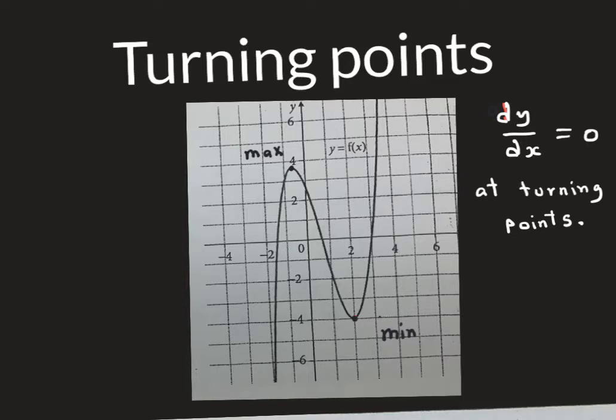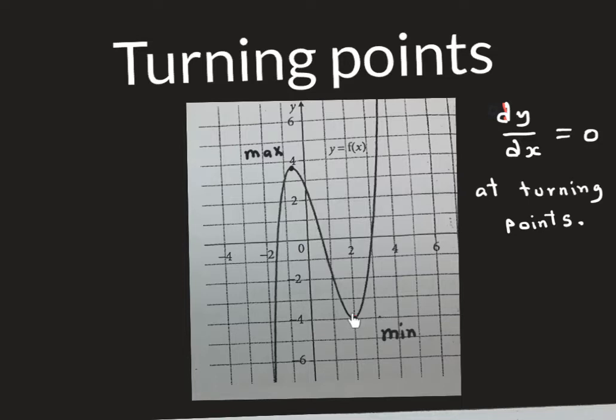For example, if we take this maximum point and draw a tangent for this point, this tangent will be horizontal, and the gradient for any horizontal line will be 0. So the gradient at this point will be 0. The same for the minimum point. If we draw a tangent, it will be horizontal, so the gradient at this point will be 0. So for the turning point, if it's minimum or maximum, the gradient will be 0.